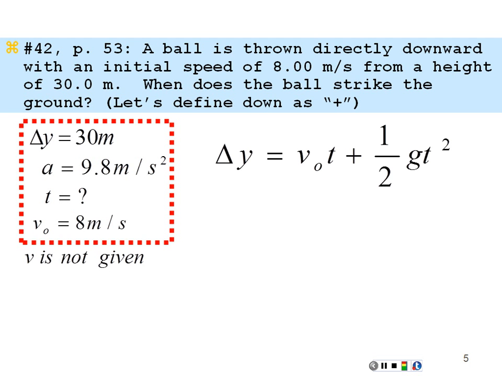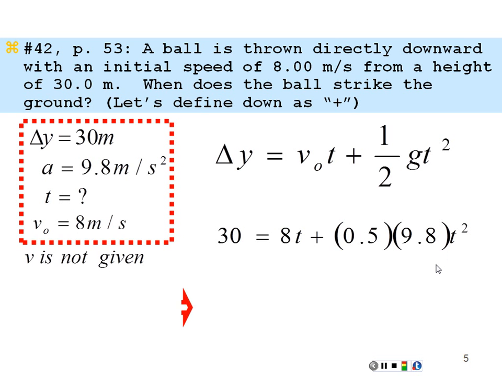So we have kinematic equation number 4 again. Displacement is equal to initial velocity times time plus 1/2 acceleration times time squared. In this case, the acceleration is a positive g, which is 9.80 meters per second squared. Putting in our numbers, our displacement is 30 meters. Our initial velocity is 8 meters per second. 1/2, g is 9.8, and we have time, which we need to solve.